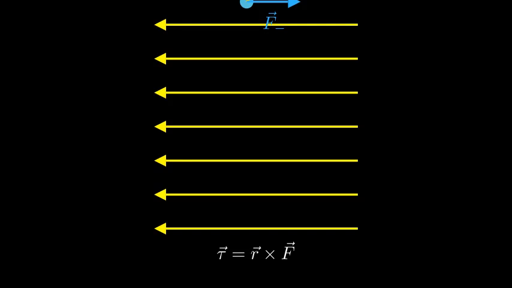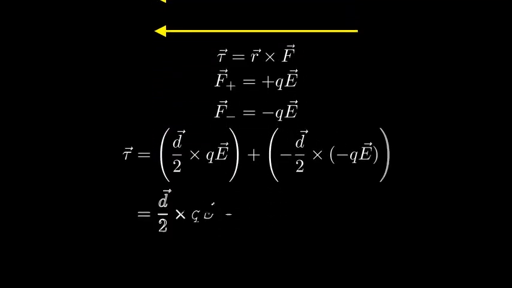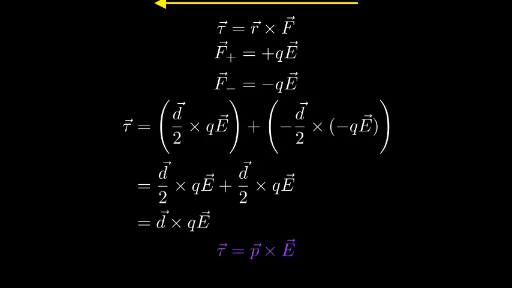Let's derive the expression for the torque on the electric dipole. Torque is defined as the cross product of the position vector from the axis of rotation to the point of force application and the force itself. The force on each charge is given by the charge multiplied by the electric field. Due to the small size of the dipole compared to variations in the external field, we can simplify and express the torque in terms of the dipole moment and the electric field. The resulting formula is the torque equals the cross product of the dipole moment vector and the electric field vector.